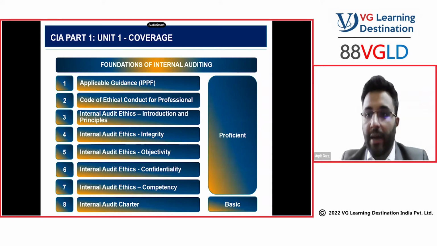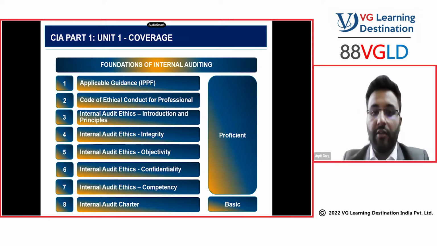It is just expected that basic means you should have knowledge of it. Proficient means you should have a very thorough knowledge, and how to practically apply it should be available. So that's the basic difference between basic and proficient. However, the way we will study, everything for us would become proficient. That is how we have to focus.